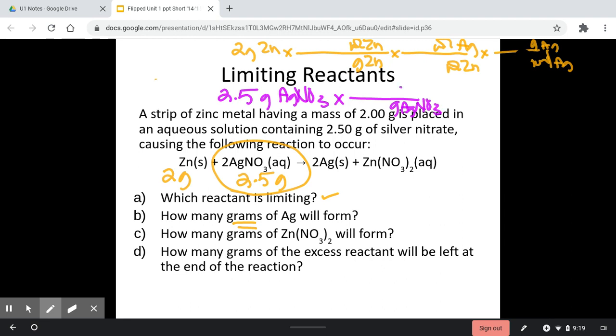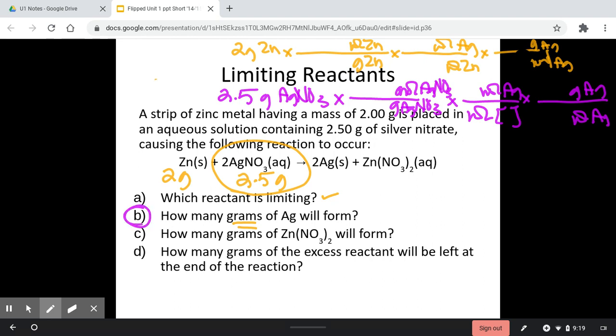I'm also going to go from grams of silver nitrate into grams of silver. Same thing. So I'm going to go grams of AgNO3, moles of AgNO3, which I'm just going to use for brackets, into moles of Ag. And then I'm going to go moles of Ag to grams of Ag.